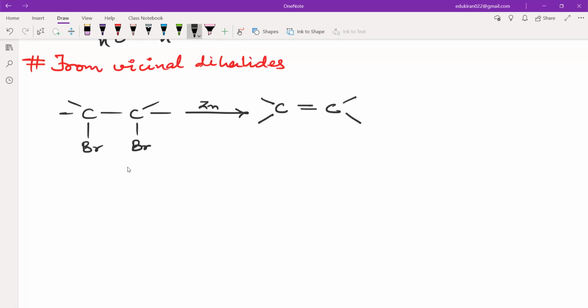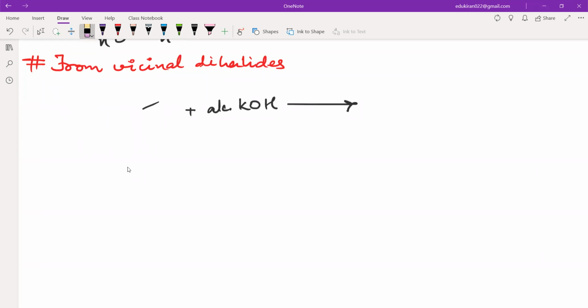Next is that, wait a second. If you have vicinal tetrahalide, then you can prepare. Here you will treat this with alcoholic KOH. And alcoholic KOH, what it does, it takes one of the hydrogen atoms. You should have hydrogen here. Wait a second. Let me write this down. Then I will write the reaction. Sorry for this method.